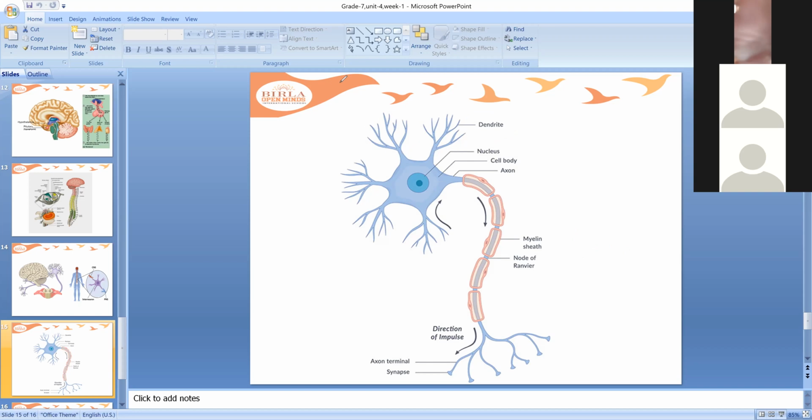Eyes, skin, ears, nose, tongue, like that, our sense organs. So these sensory nerves carry the messages from all these sense organs to the brain through the central nervous system. From the external stimuli, in the sense your skin transfers the information from the external stimuli. It's the external stimuli only.